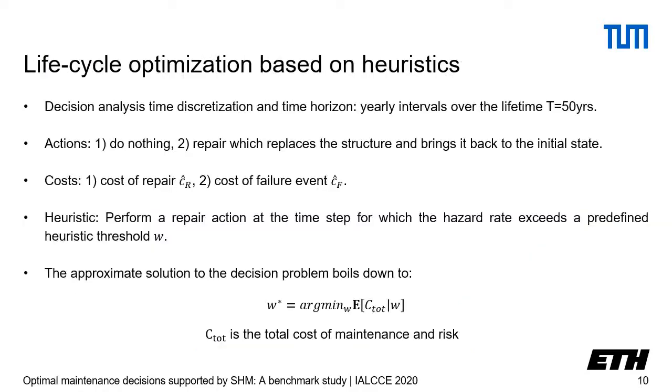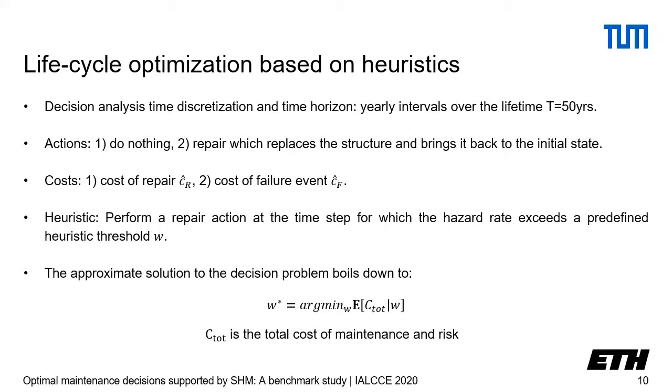Let's now briefly look at how we approach the solution to the lifecycle optimization problem. To do that, we employ a heuristic-based approach. We have a decision time horizon of 50 years, which corresponds to the lifetime of the structure, and we discretize it into yearly intervals. We assume that we have the option between two actions, either to do nothing or to perform a repair action, which we model as replacing the structure and bringing it back to its initial state. We need to assign some values for the cost of the repair action and the cost of the failure event.